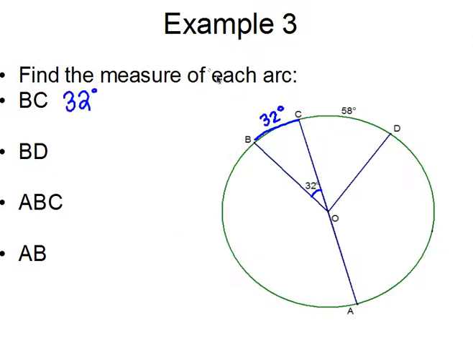All right, then we look at BD. So all the way from B around to D, we're going to add those two together. So we're going to add 32 plus 58, and we get 90 degrees.